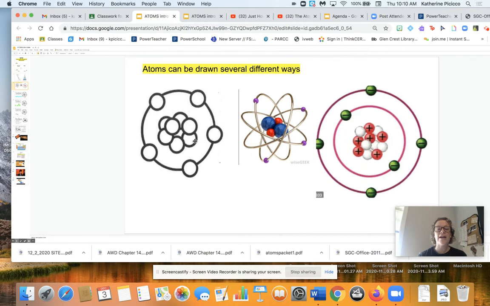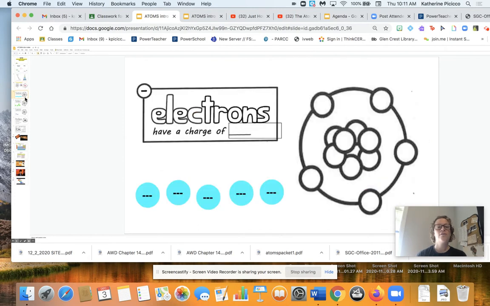We think that they're in this shape where there's what's called a nucleus in the center. So all these pictures have a nucleus. And then there's these electrons floating around. And sometimes they draw them in circles or sometimes they have them in rings. Okay? But what we're going to do today is go over the different parts of the atom. Okay? So let's start with this.